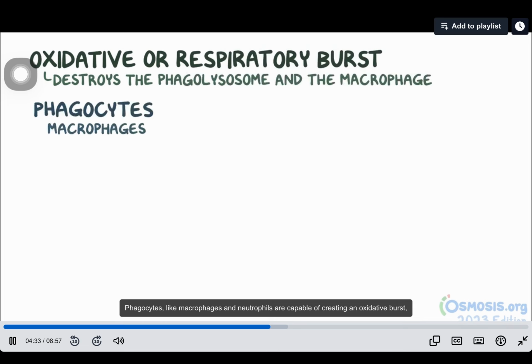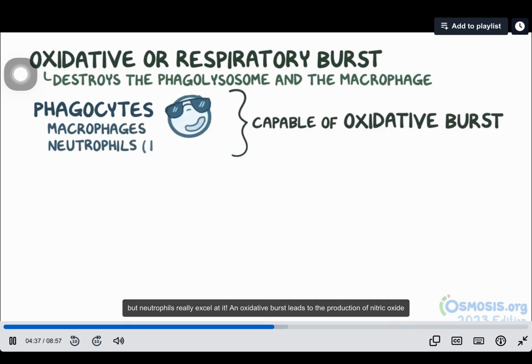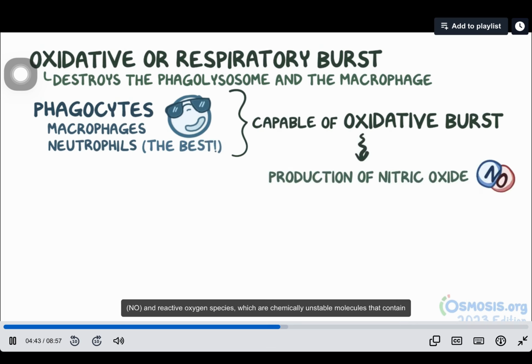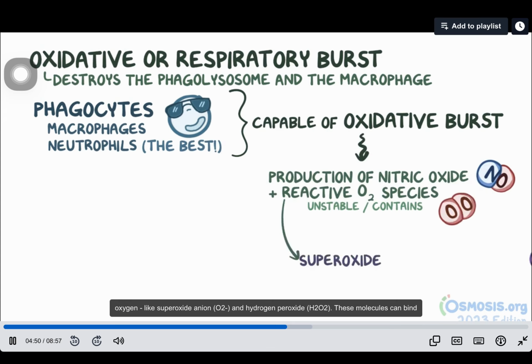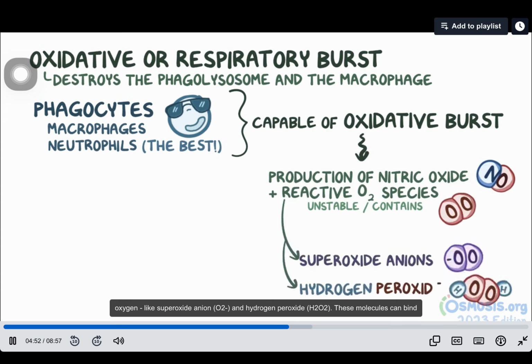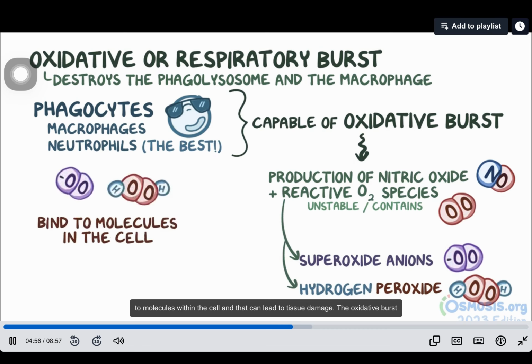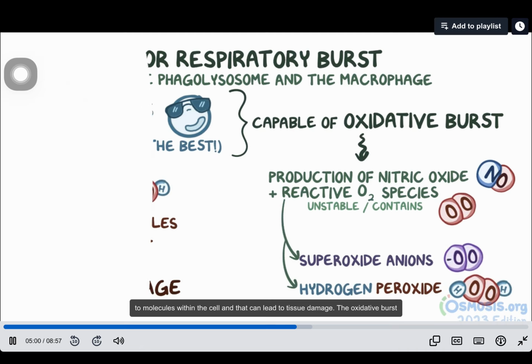Phagocytes, like macrophages and neutrophils, are capable of creating an oxidative burst, but neutrophils are really good at it. An oxidative burst leads to the production of nitric oxide, or NO, and reactive oxygen species, which are chemically unstable molecules that contain oxygen, like superoxide anion and hydrogen peroxide. These molecules can bind to molecules within the cell, and that can lead to tissue damage.